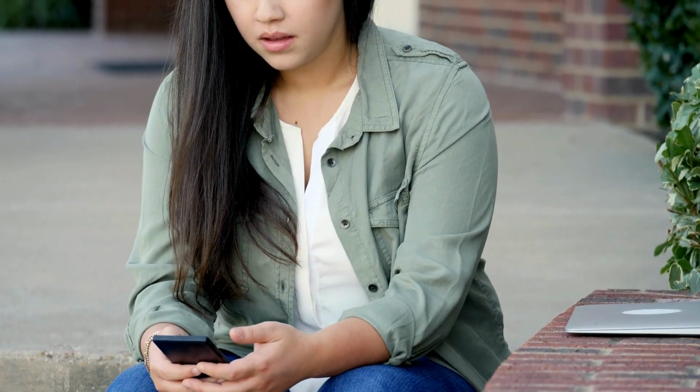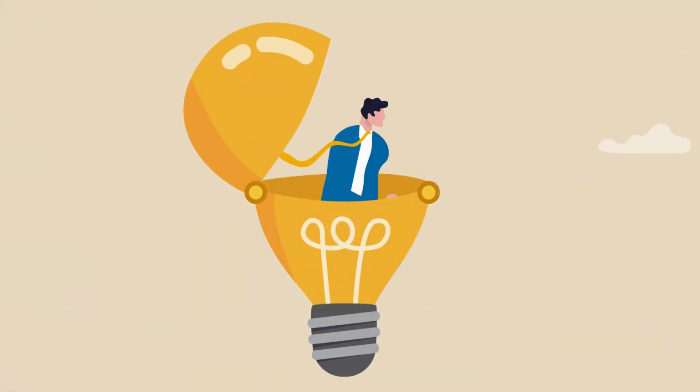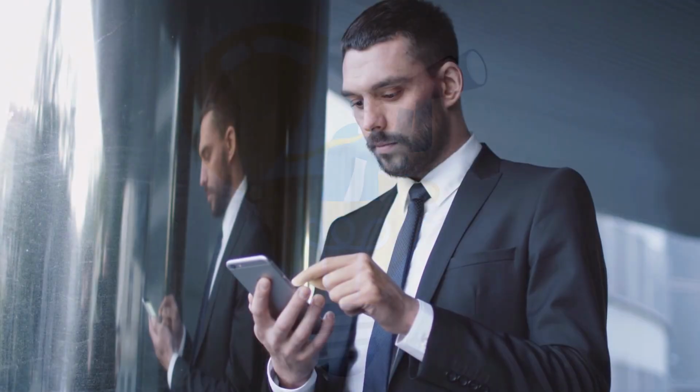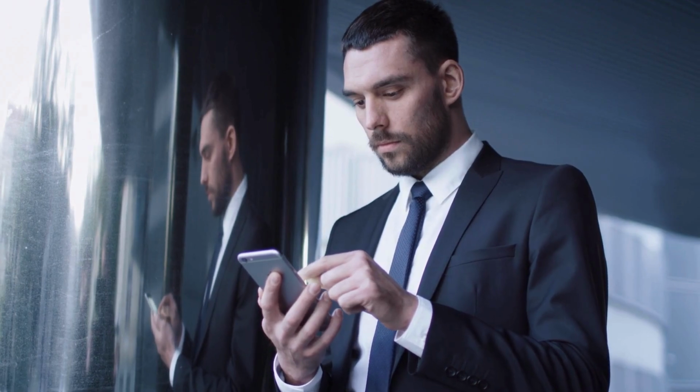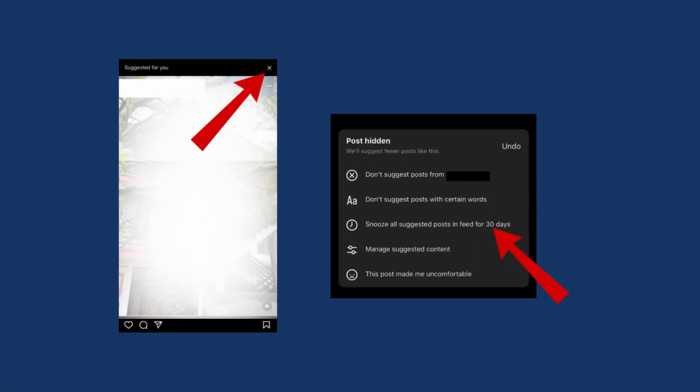Now the sad news is you can't completely disable suggested posts on Instagram. But don't worry, we've got some tricks to help you out. The first trick is snoozing individual suggested posts. Here's how you do it. When you see a suggested post you don't like, tap the X button, then select Snooze all suggested posts in feed for 30 days. Easy peasy.